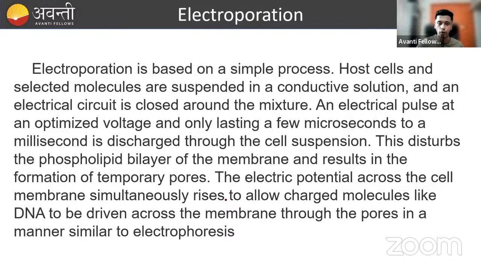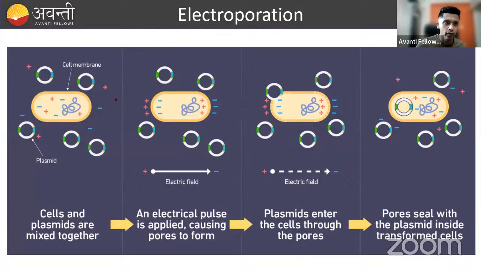So in electroporation, what do we do? We have our plasmid DNA outside, which we have to put into the bacterial cell. Now a very brief electric shock or pulse is produced. As I said, the plasma membrane is hydrophilic as well as hydrophobic, and the hydrophobic part is in the interior, which does not allow hydrophilic molecules like DNA or plasmid to easily enter. So whenever an electric pulse is generated, what will happen?